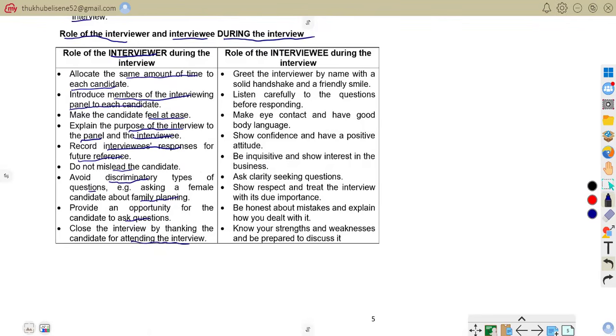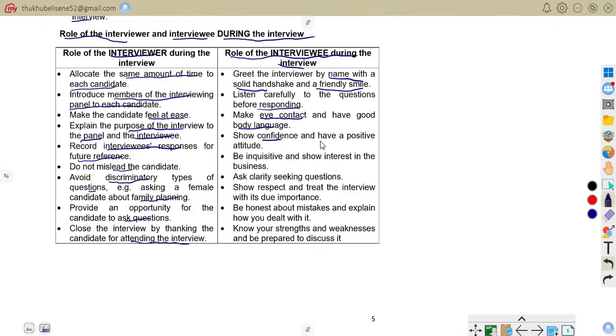So now we are coming to the role of the interviewee during the interview. The interviewee should greet the interviewer by name with a solid handshake and a friendly smile. So you must know the interviewer by name to show you are very interested in that job. Listen carefully to the questions before responding. So make sure that you pay heed to the questions before you respond. Make eye contact and have good body language during the interview.